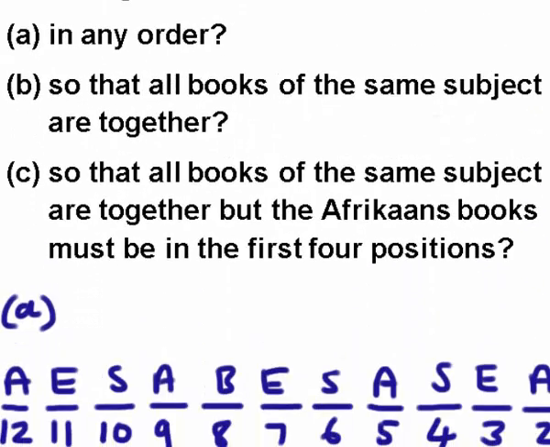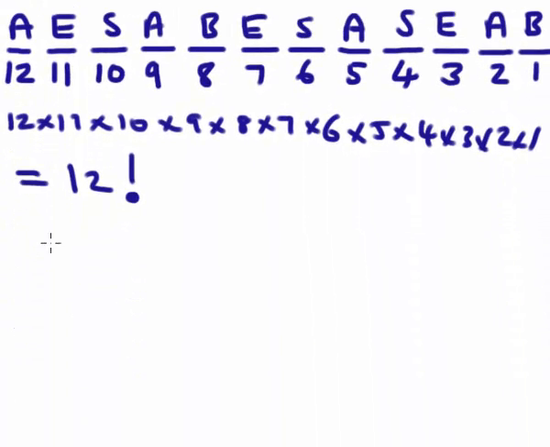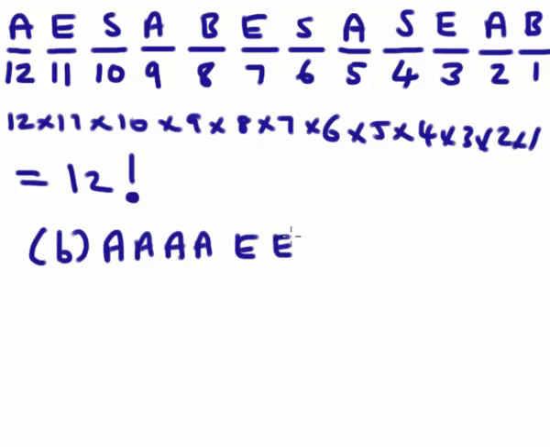B says, how must we arrange these books so that all books of the same subject are together? So what we're doing here in B is we're arranging the books together. So we've got all the Afrikaans books that will be together. So we've got 4 Afrikaans books, and there's 4 different Afrikaans books, but they must stay together. The English books must stay together. The science books must stay together, and the biology books must stay together.